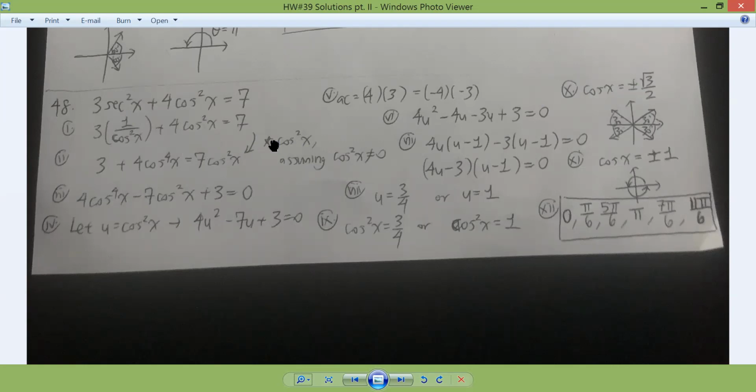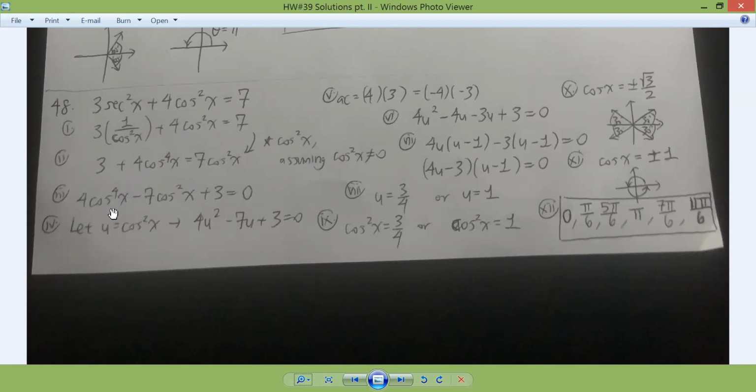But yeah, after you multiply both sides by cosine squared x, I do that to get rid of this fraction here. You get this, and then I'm going to combine everything to one side. So you get 4 cosine to the 4th x minus 7 cosine squared x plus 3 is 0. From there, I'm going to use this method called u substitution, which you are going to see again in this class as well as calculus.